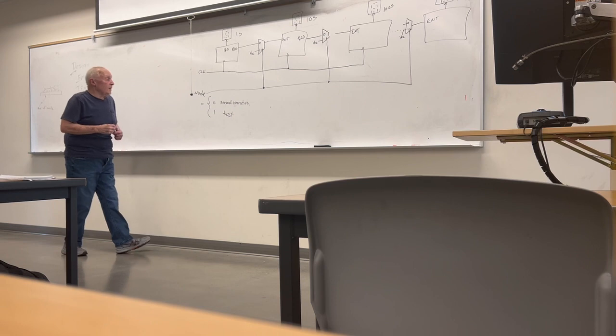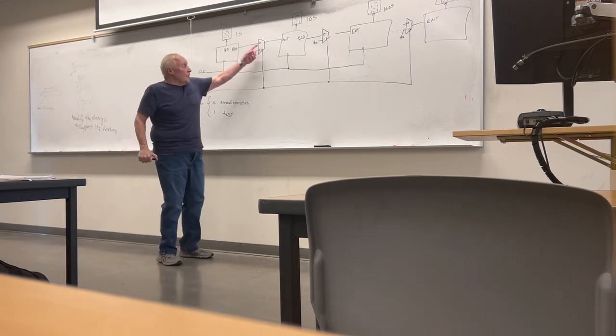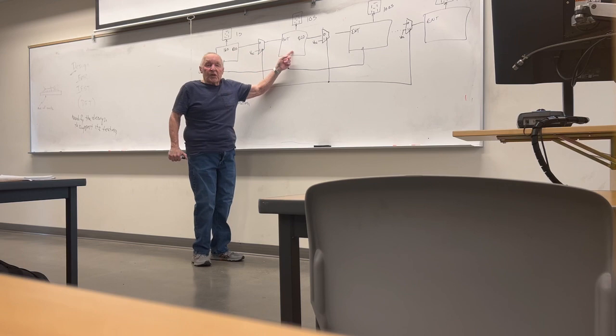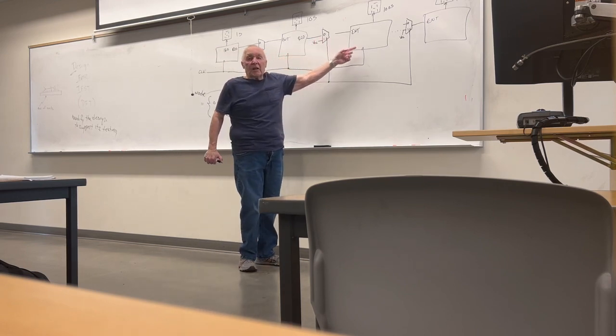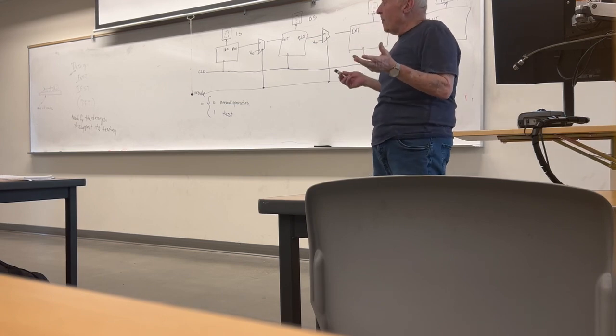All right. Let's take the case first where mode equals zero. So the zero input is what's going to drive the output of the multiplexers. So ripple carry out goes to ENT, ripple carry out goes to ENT, and so on all the way down the line. And that's the normal operation of the counter.